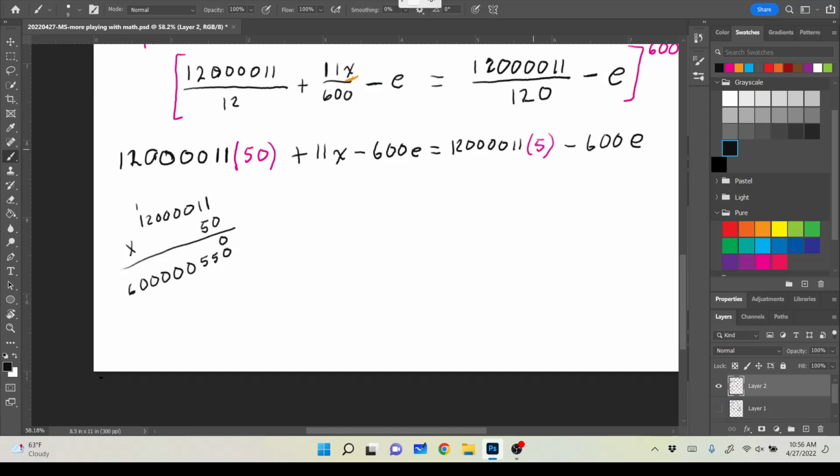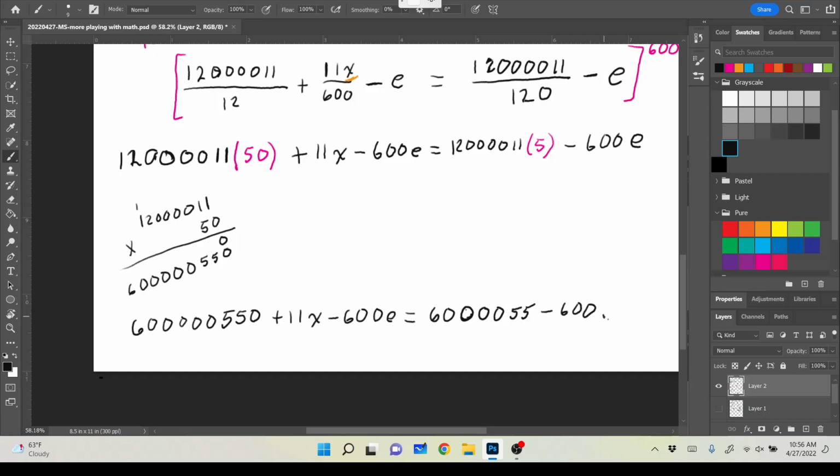Okay. If we multiply it times five, it's gonna be the same number, but without this zero, right? So this guy simplifies to 600 million, plus 11x, minus 600e, equals 60 million. Whoop. Hello. Minus 600E.